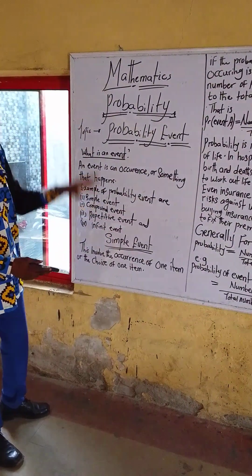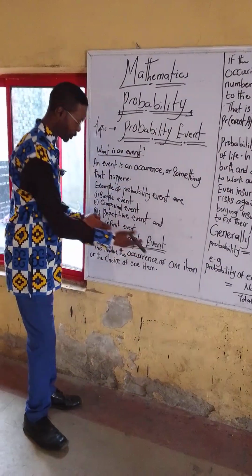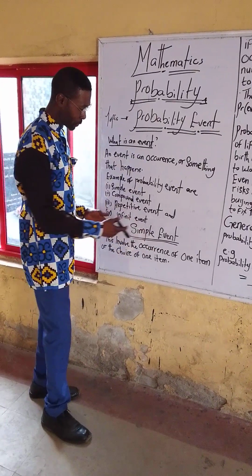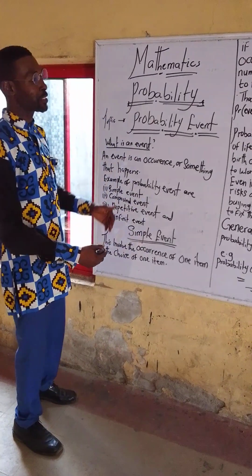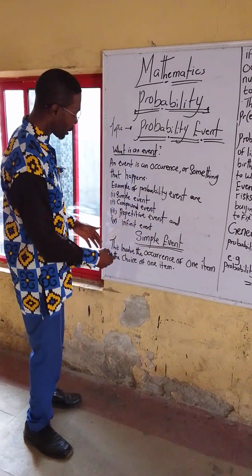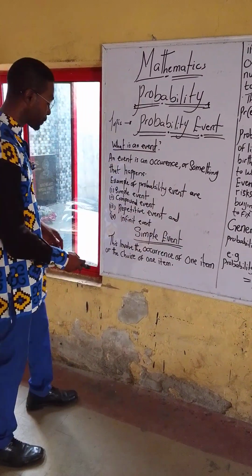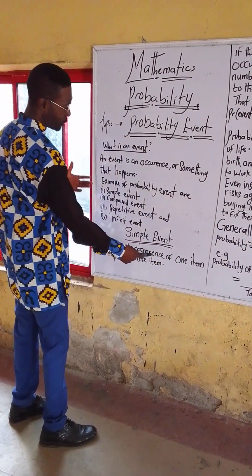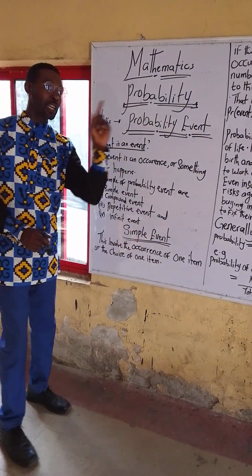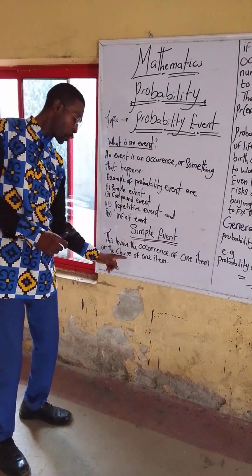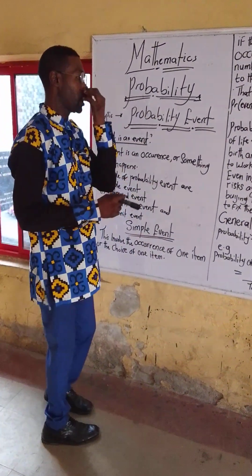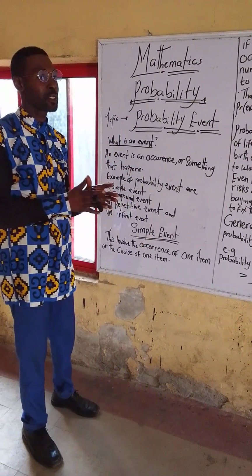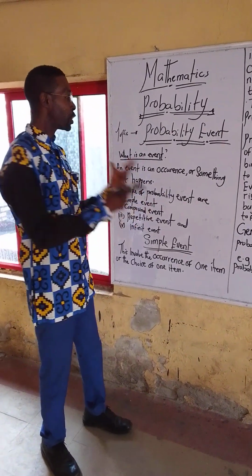So I will be talking on what? On simple events first. Under this simple event, we shall move into other types of events. Now, a simple event involves the occurrence of one item, or the choice of one item. When you look at the choice, they say the choice of one item, the occurrence of one item.